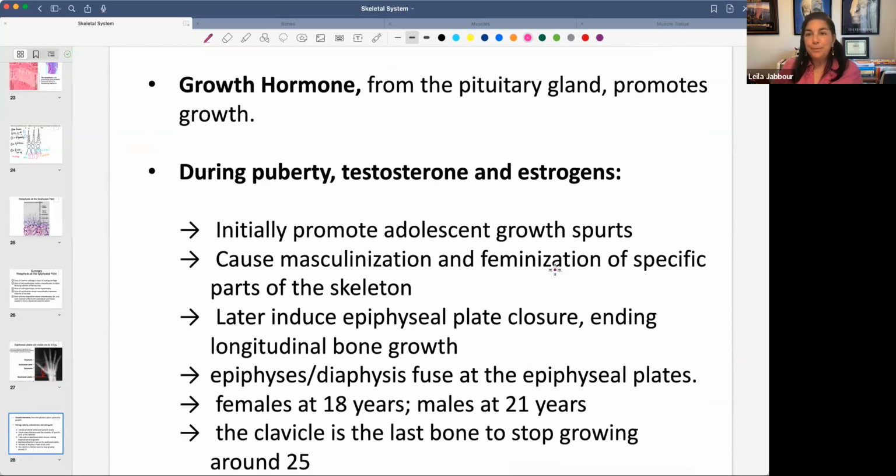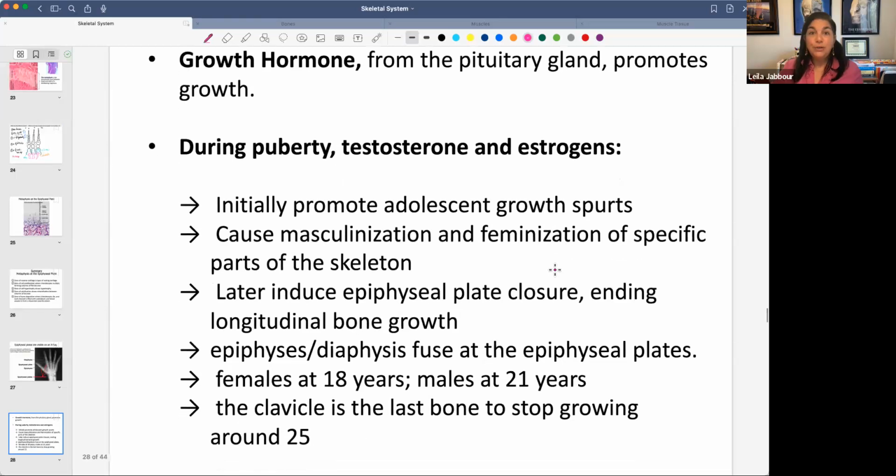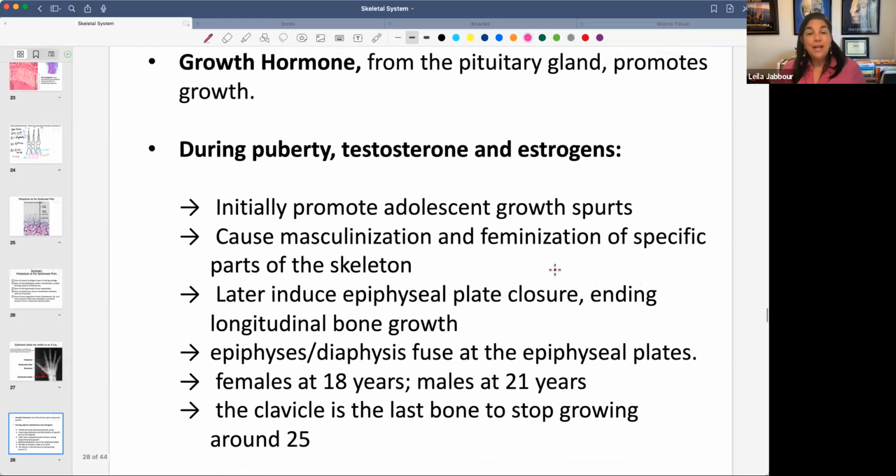So growth hormone comes from the pituitary gland, which we will see again in the endocrine chapter, and it promotes growth. And during puberty, testosterone and estrogen also are quite involved with bone growth, because growth hormone is important throughout childhood. A 5-year-old and 7-year-old and an 8-year-old, you still need the growth of their skeleton.